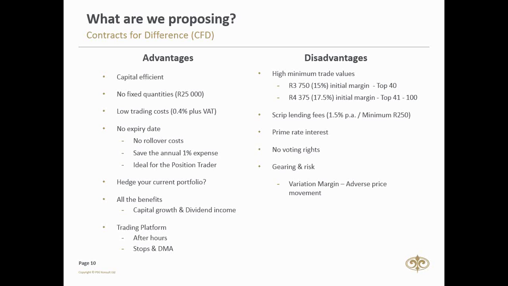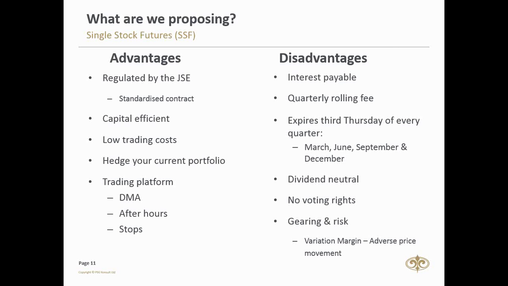This is what we call variation margin. So that's what I call a top up. It's for adverse price movement. So it's not only your initial margin you have to have in your account, but also variation margin. That is a risk if you don't understand how that works. So it's very important to get your head around that concept. That is, in a very simple nutshell, contracts for difference. As I say, any questions you have, type in the box and I'll answer at the end of the presentation. Let's look at single stock futures.